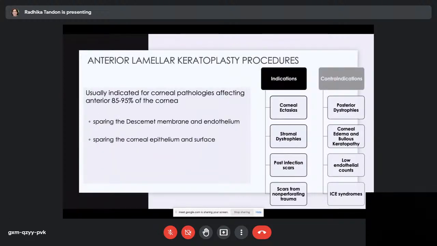Now coming to the anterior lamellar keratoplasties, what are the indications? Either there is an anterior stromal disease or a scar which is involving only the anterior layers of the cornea and the endothelium is healthy, such as stromal dystrophies or post-infection scars not involving the endothelium, or scars from non-perforating trauma, or they are ectatic corneal disorders which require strengthening of the cornea, but the endothelium being healthy, such as corneal ectasias. Keratoconus, as you know, is a classic example.